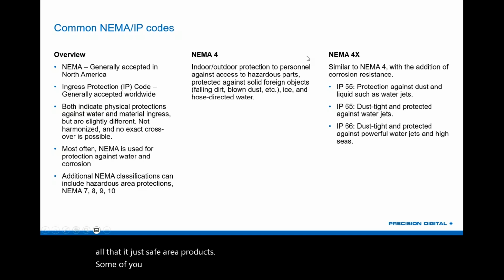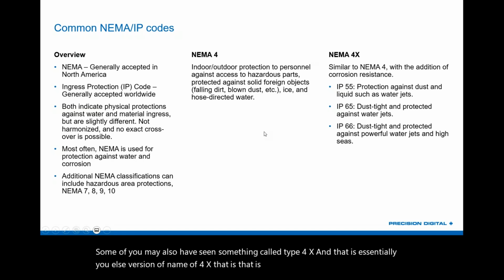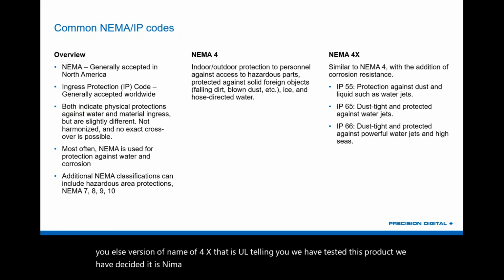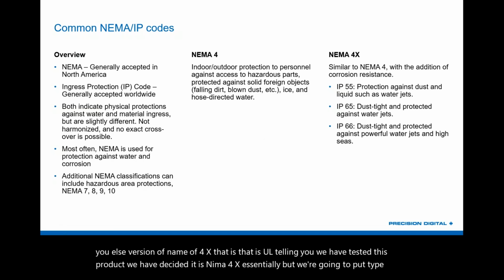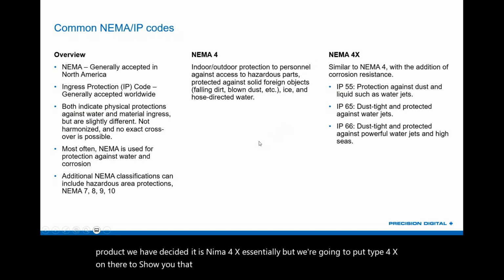Some of you may also have seen something called Type 4X, and that is essentially UL's version of NEMA 4X. That is UL telling you, we have tested this product, we have decided it is NEMA 4X essentially, but we're going to put Type 4X on there to show you that it's a UL tested and approved environmental code.